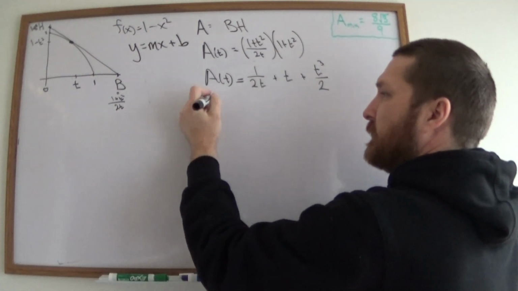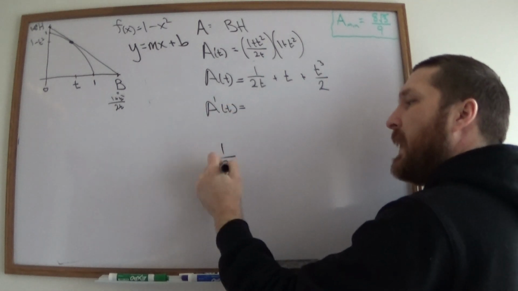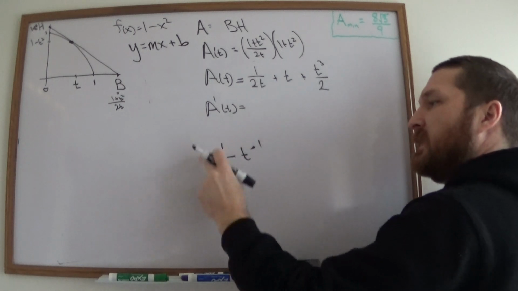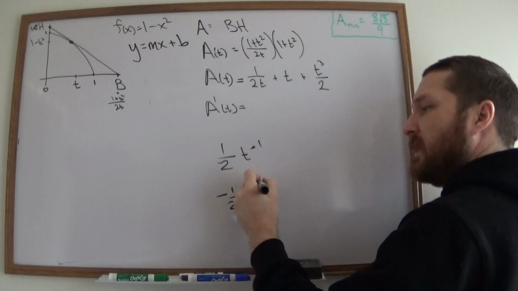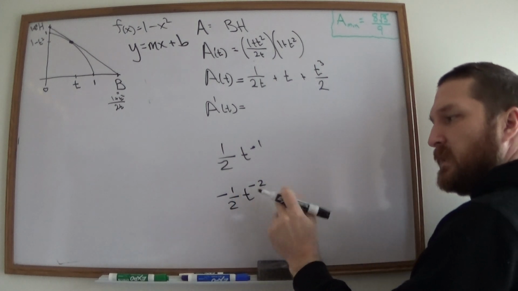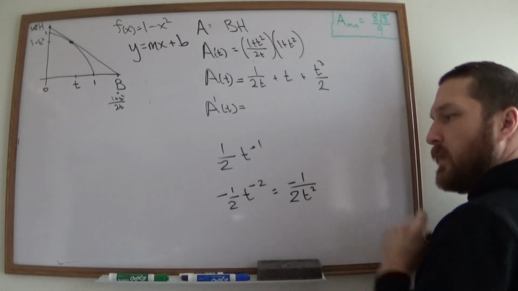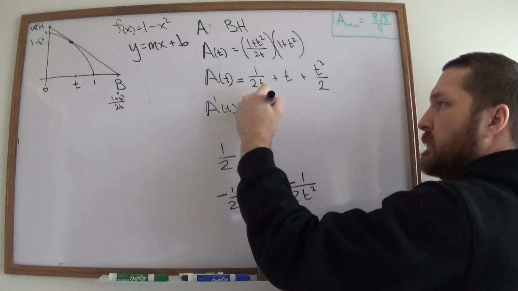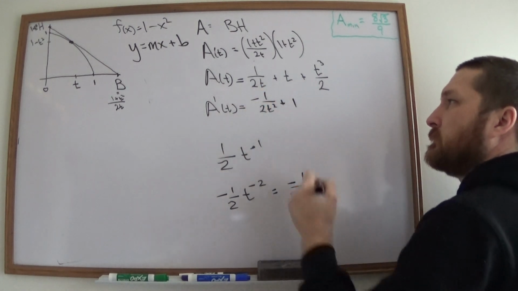So, we take the derivative, A prime of t, and we get, okay, that's 1/2 t to the negative 1. Take the derivative of that, the negative 1 jumps down and makes that part negative, and then we get t to the, we have to bring that down one more, that's t to the negative 2, so that's the same thing as negative 1 over 2t squared. So, negative 1 over 2t squared. Take derivative of t, just gives me a 1.